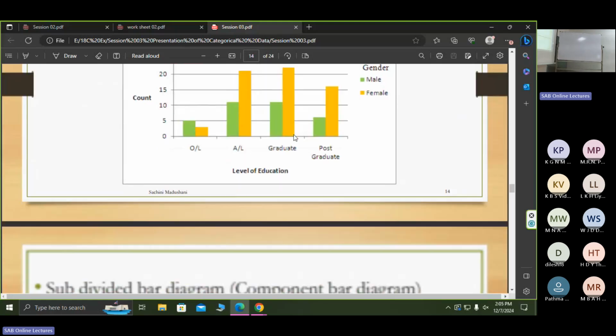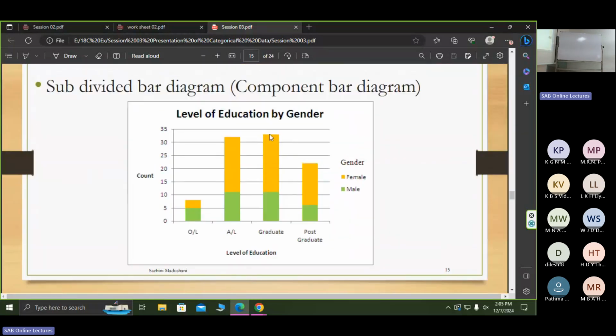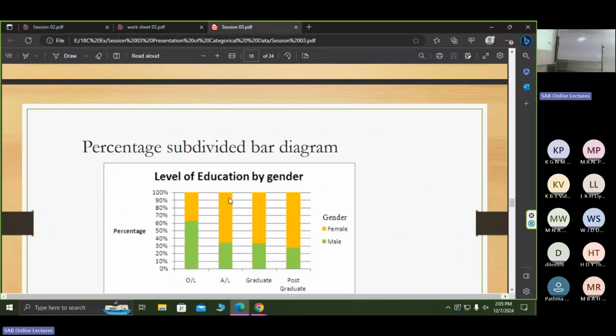represent it. Is it clear? The next one is the subdivided bar diagram, which we can also draw percentage-wise. Then the height of each bar, what is happening here? The total percentage value is always equal to 100. Is it clear? Okay, it is also a subdivided bar diagram. The difference is that this one shows the frequency, and this one shows the percentage value. Is it clear?